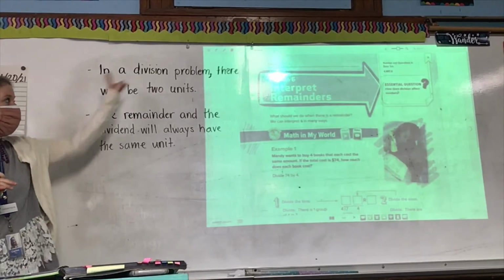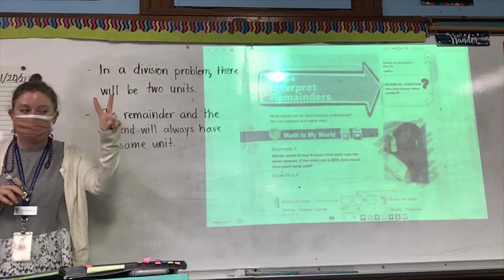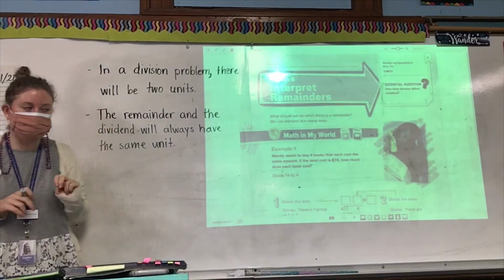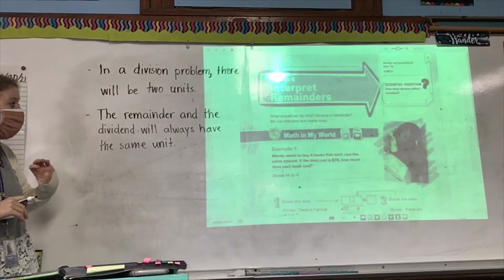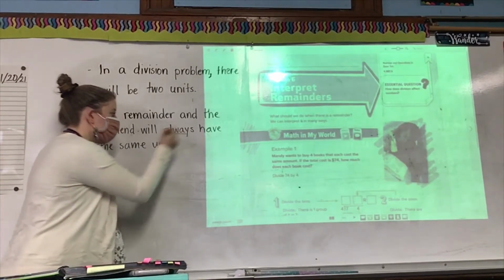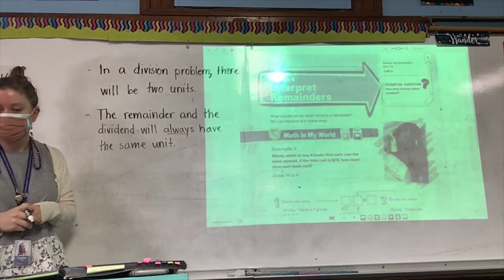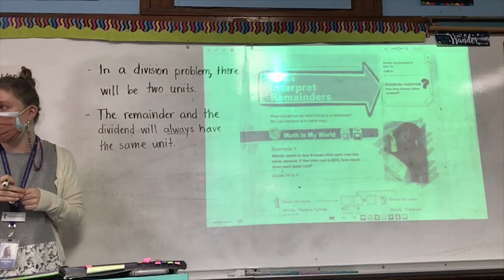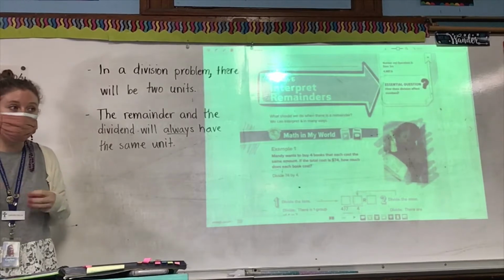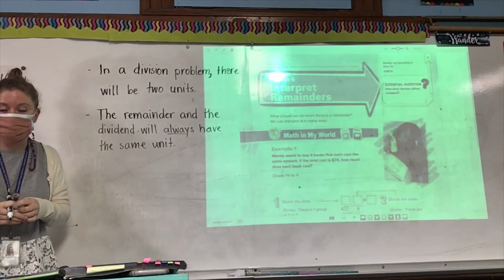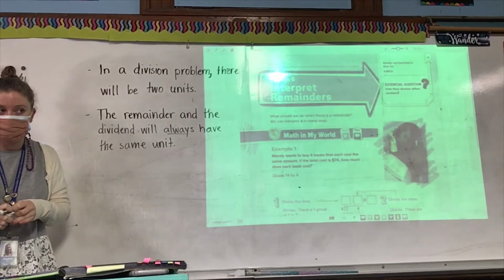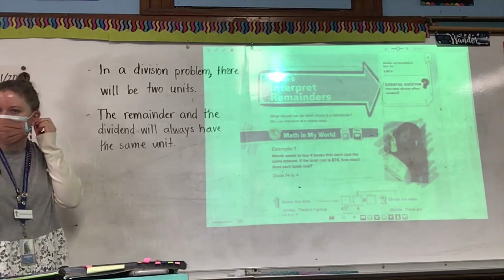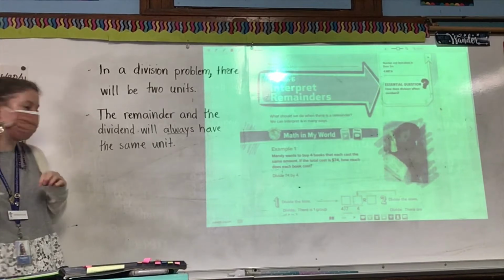So far, we know in a division problem, there will be 2 units. Even though there's 4 parts, there's going to be 2 units. The remainder and the dividend will always have the same unit. Because the dividend is always the total amount of items. The remainder is always what's left over of those items. So keep your pad of Post-its out because we're going to have a couple notes to write.